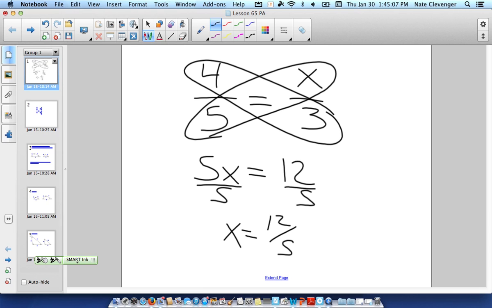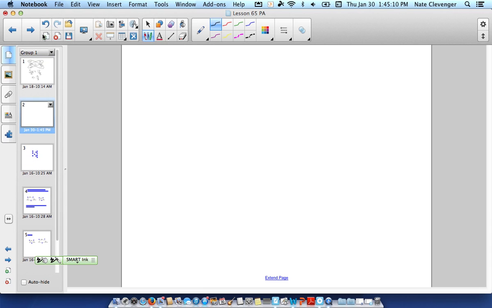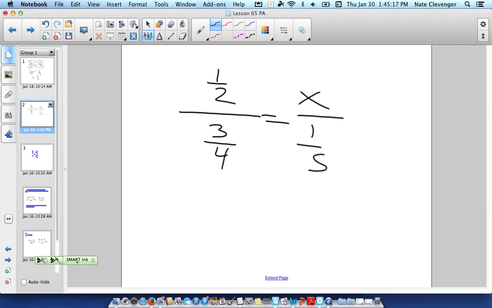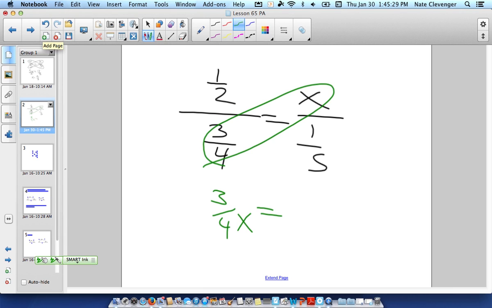Then we had fractions in our proportions. Something like this. It'll look like this, and then we do the same process with it. We're going to take our cross products. So we have 3/4 x equals, and then we take 1/2 times 1/5 is 1/10. And then Austin, how do we solve for our variable on this?